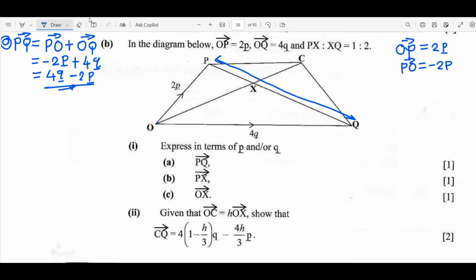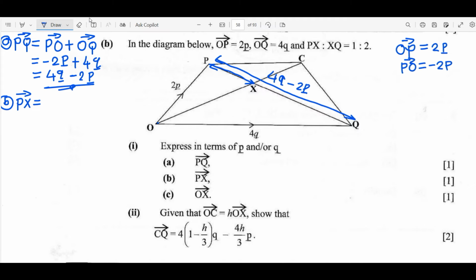So let me put this slide here. So this is our new vectors. Right, so now let's move on to question B. So under question B, we are told to find PX. So we want to move from P up to X. Now we don't have the P up to X, but we have this whole vector PQ.